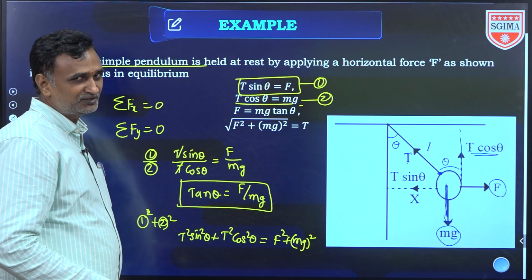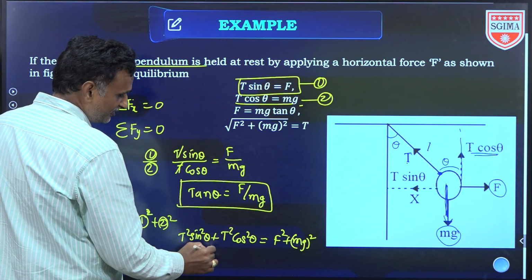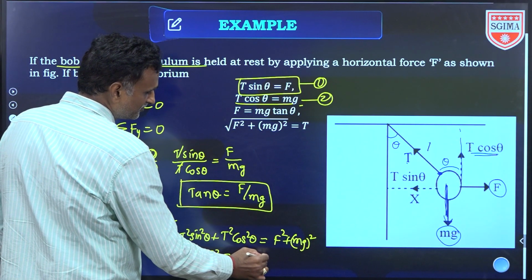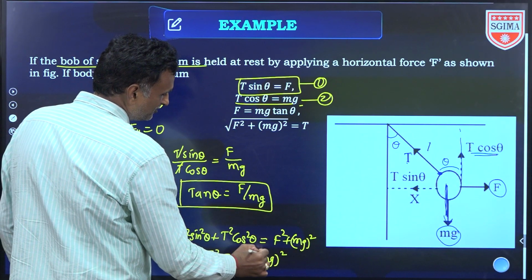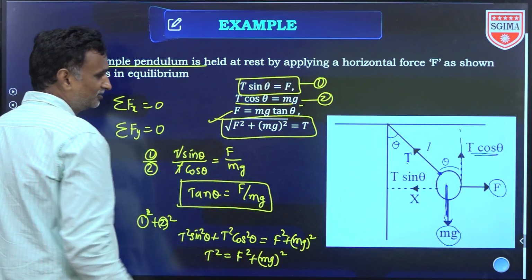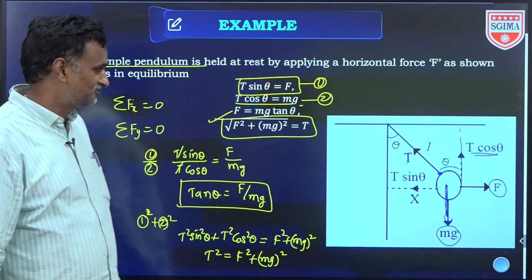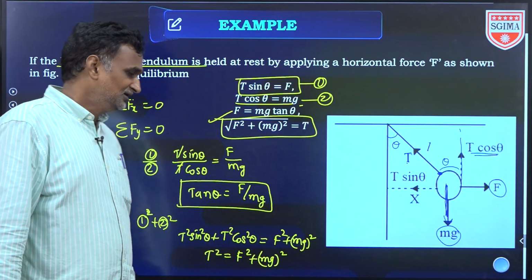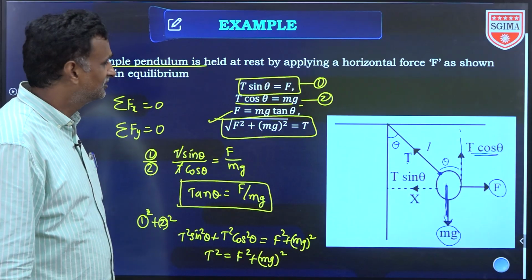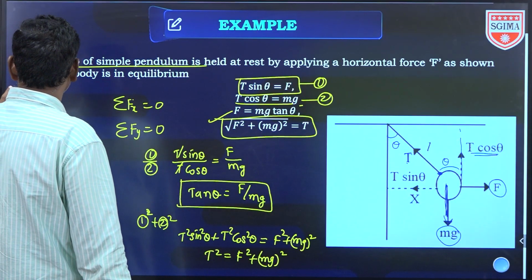It is an identity in trigonometry, so its value is equal to 1. Then we get T square equal to F square plus mg whole square. Then T equals this answer. Okay, root over F square plus mg whole square equals T. So this is the way we can find the tension in this case. Okay? So next slide, let us see.